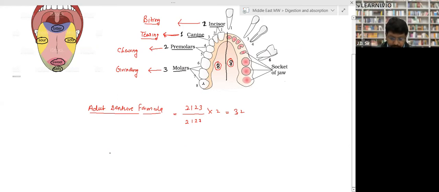And again, one more important thing. Now, how many teeth are found in child? Can you tell me? How many types of teeth are found in child? Can you tell me? Come on. Infants, how many types of teeth are found in infants? Any idea?